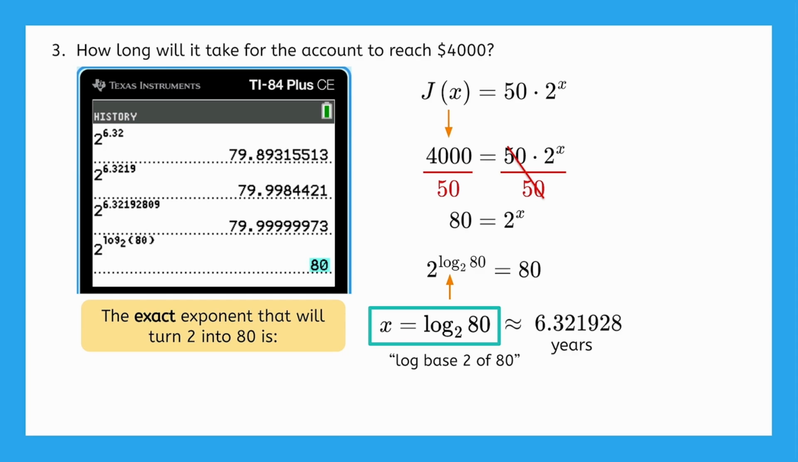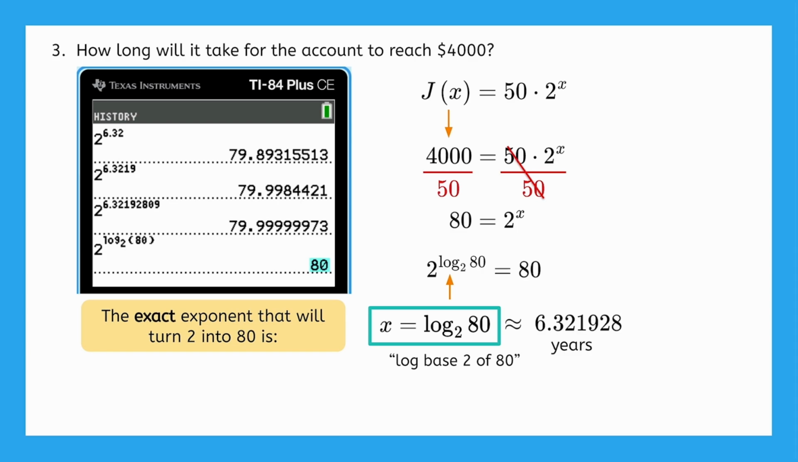6.321928 years. But we would have never been able to write the full decimal expansion because this number is irrational, which means it has an infinite non-repeating decimal representation. In later lessons, we will practice approximating logs with the calculator, but for now, you only need to be able to write the exact solutions with logarithms.